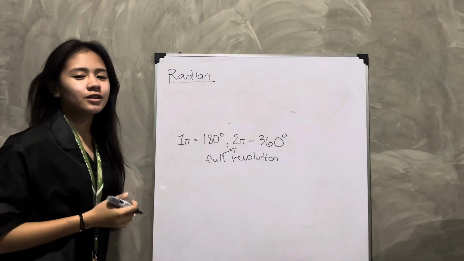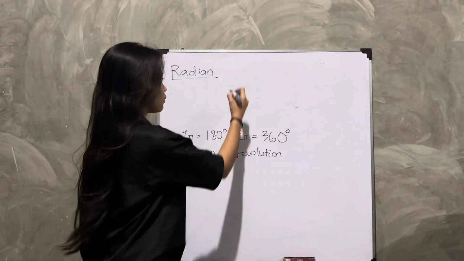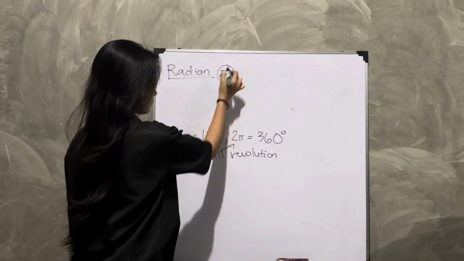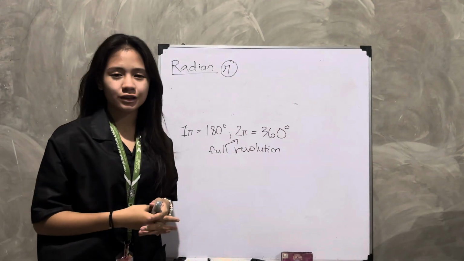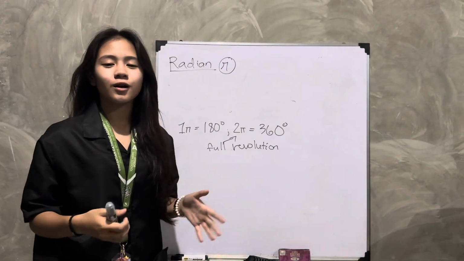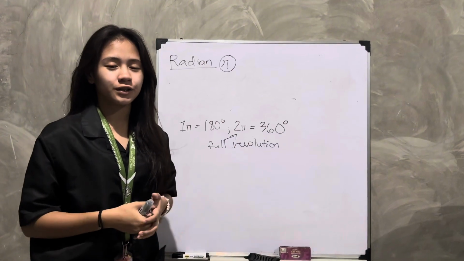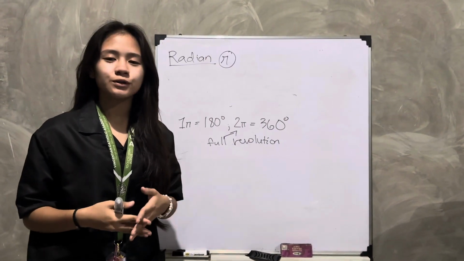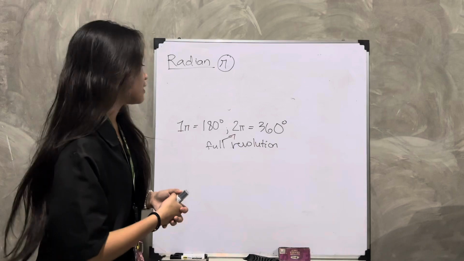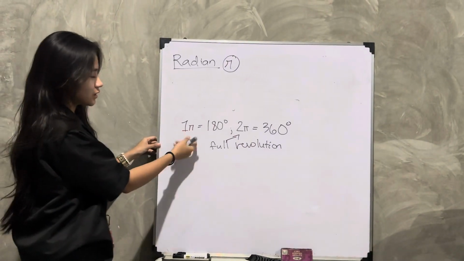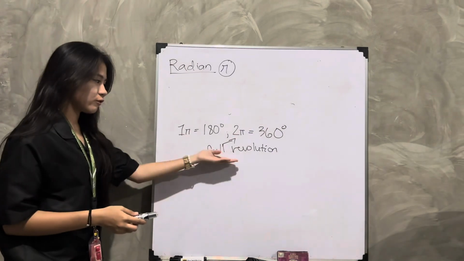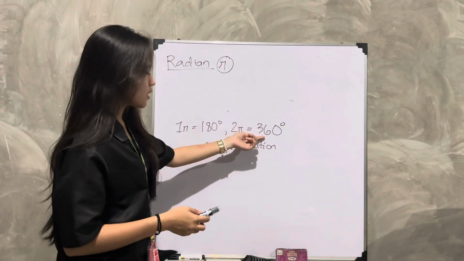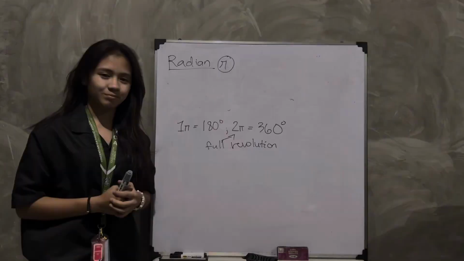The word radian is denoted by the symbol rad, which looks like this. It is used as a unit of angle measure in the International System of Units. It is also considered the standard unit of angular measure that is used in many parts of mathematics. Actually, 1 radian is equivalent to 180 degrees. And in order to form a full revolution, or 360 degrees, we need 2 radians.